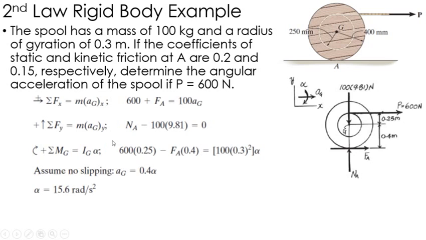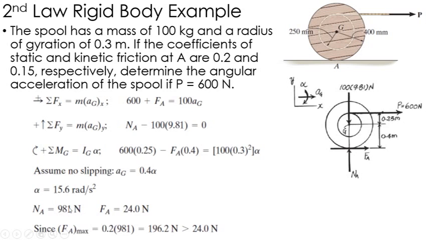Now what I need to do is, using NA and the friction, FA, I want to prove that it actually does not slip. So I take that normal force times the coefficient of static friction, that equals 192, which is greater than the friction needed to get this thing to roll, which is 24 newtons. So I get 24 newtons. The maximum is 196, so I clearly am not above that maximum, so my assumption that it does not slip is correct. Therefore, my alpha of 15.6 radians per second squared is correct.